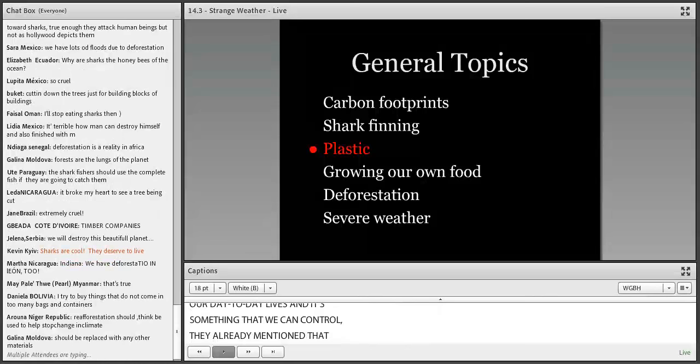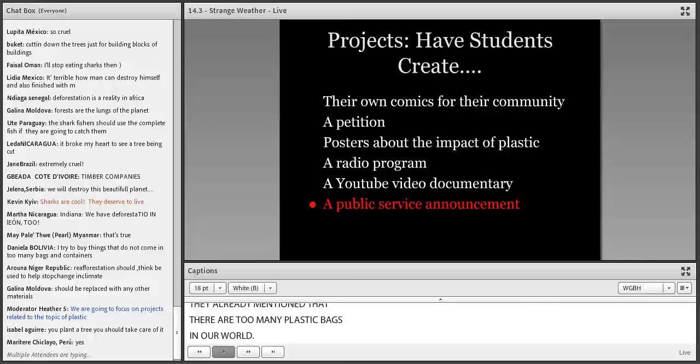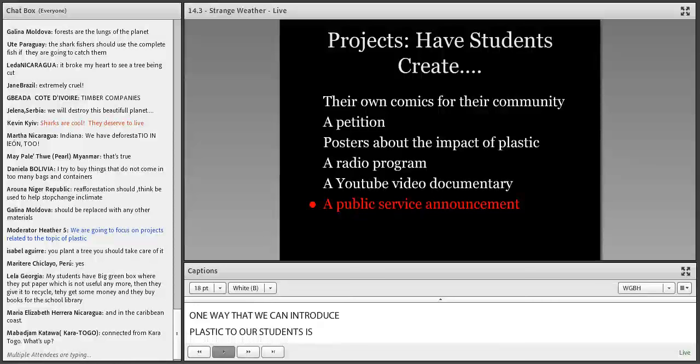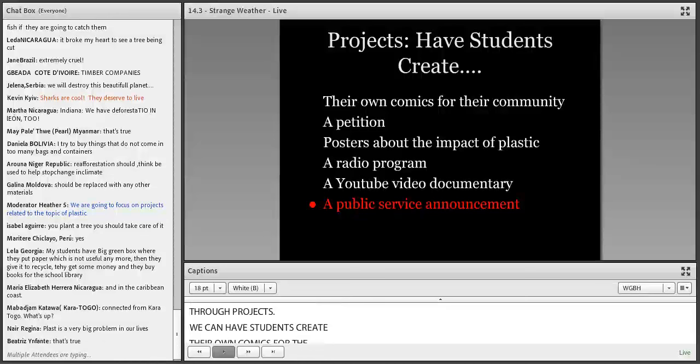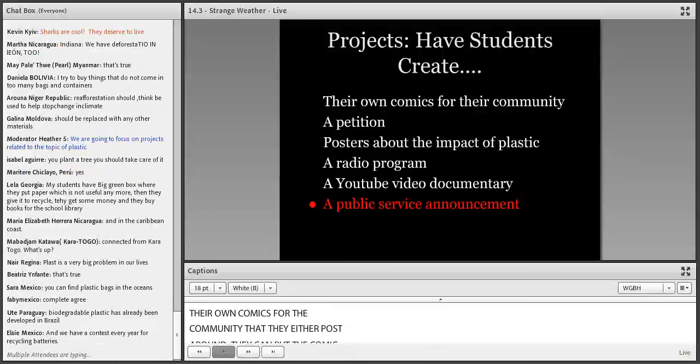So one way that we can introduce plastic to our students is through projects. We can have students create their own comics for the community that they either post around. They can put the comics in a local newspaper, or they can place the comics online. They could write a petition.